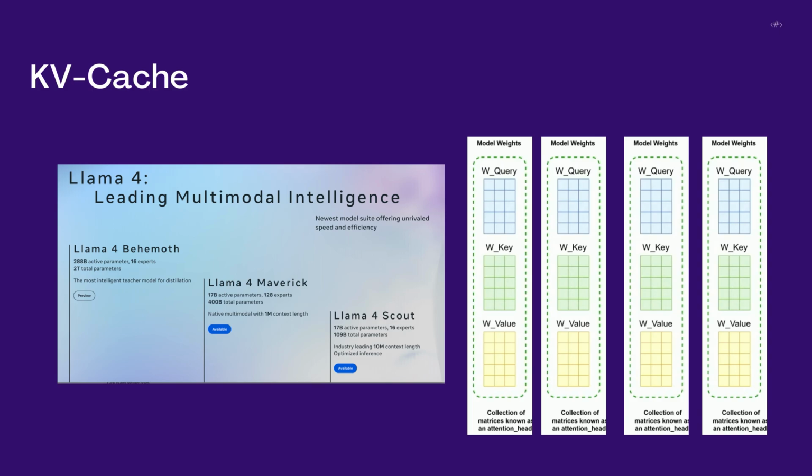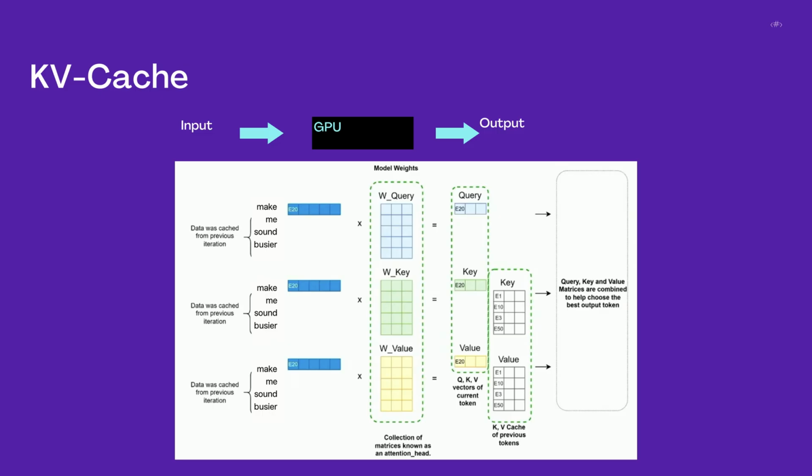KV cache is another. So you have a lot of matrix multiplication here with multiple attention heads for each model. In this case, there are three matrices: query, key, and value. As we discussed earlier, query represents the vector of the last word. Key and value remain the same for the entire sequence. So when we do the attention mechanism, some of these values can be cached easily in the key value cache, or KV cache, for faster lookup.